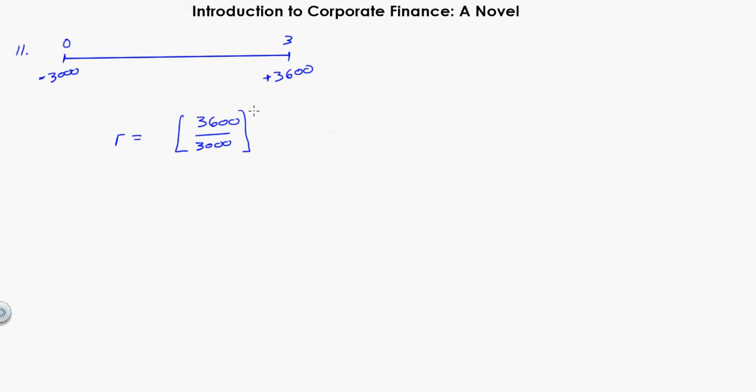And that's raised to the 1 over 3 power minus 1, so that's equal to 1.2 raised to the 0.33, 1/3 is, just put a bunch of 3's in your calculator, minus 1, and that's equal to 0.1253. There are more decimals. I rounded that off, and that's the same thing as 12.53%.